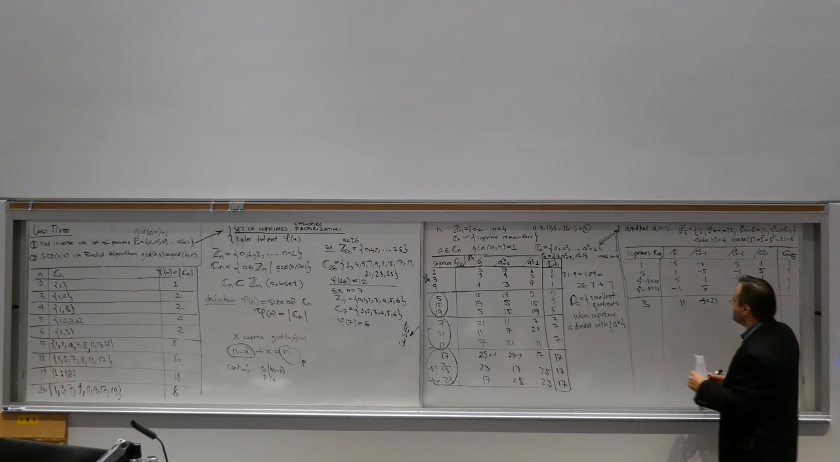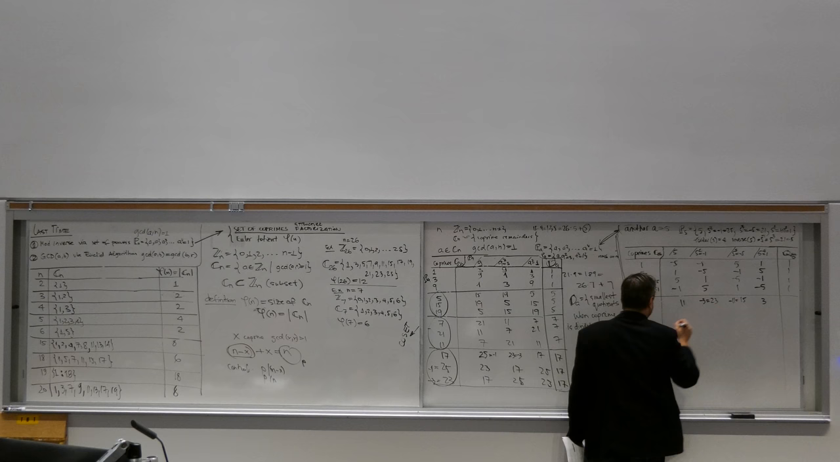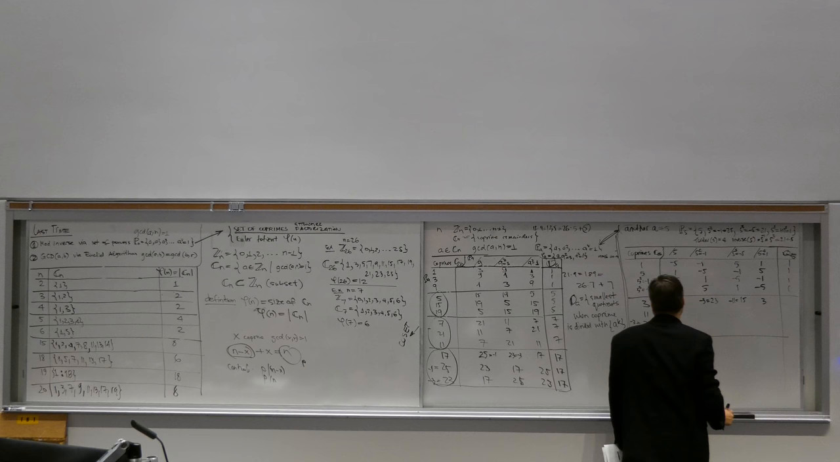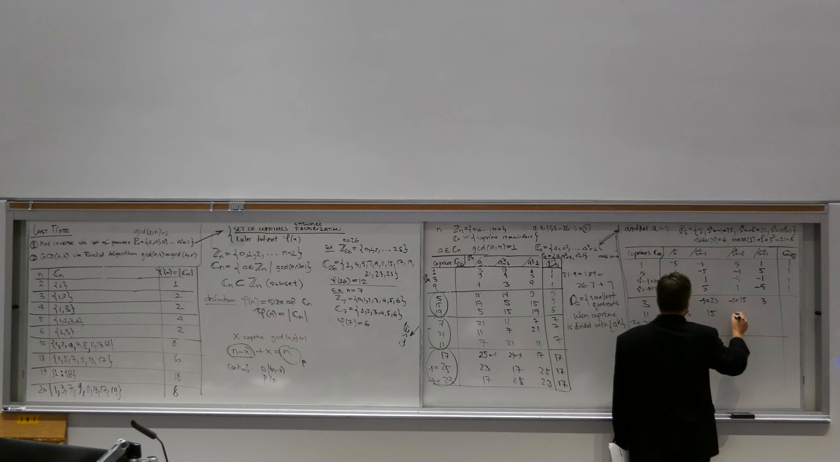So now I know who's going to be in this group, right? The next one is going to be 11. The next one is going to be 23, same as minus 3. And the last one is going to be 15, same as minus 11. So now 11 divided by 5 is going to give me 23. 11 divided by minus 1 is going to be minus 11 or 15. 11 divided by minus 5 is going to be 3. And 11 divided by 1 is going to be 7.